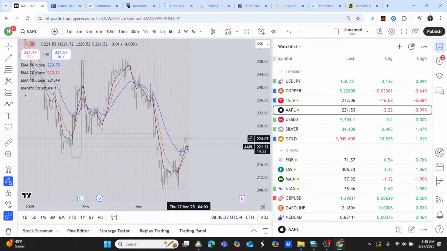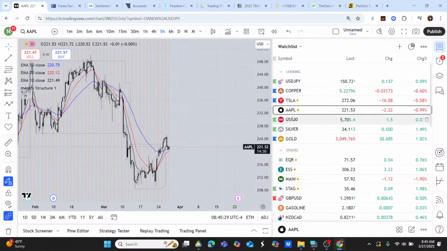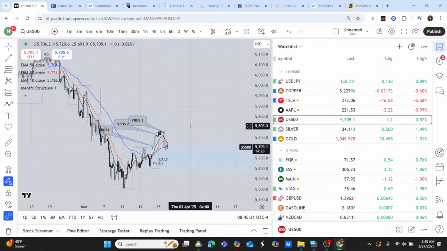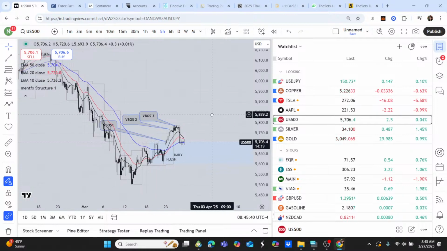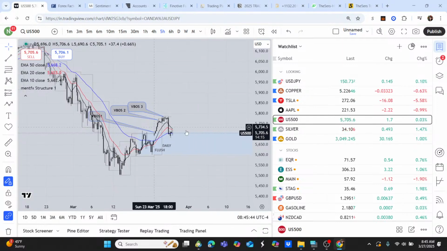Apple. Same thing for Apple. US 500. Let me see what's going on here. US 500, I can tell already from this spot it's in. I don't even need to go on the lower time frame, but it's not clear because we're flushing out just like the other pairs.